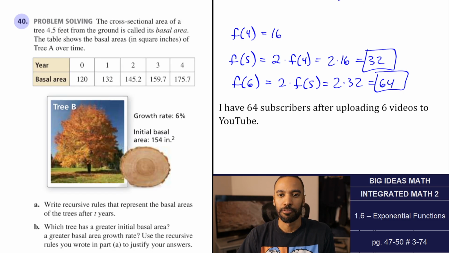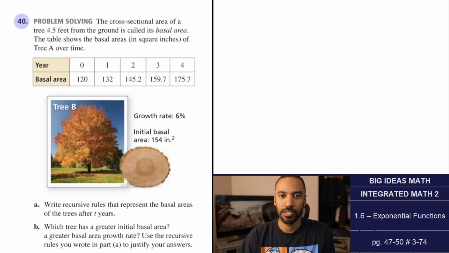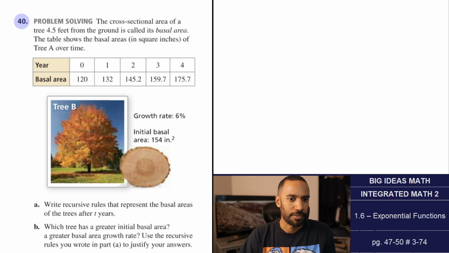Okay, number 40. How long have we been? Oh, way over an hour. The cross-sectional area of a tree, 4.5 feet from the ground, is called its basal area. I didn't know that. The table shows the basal areas in square inches of a tree over time.